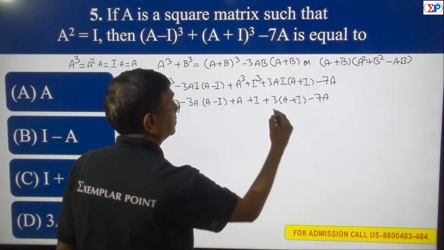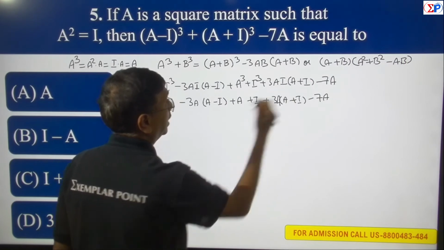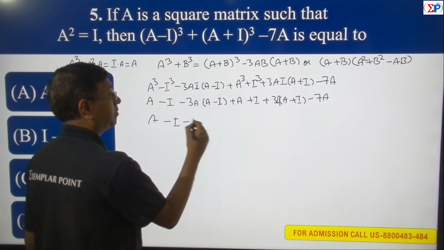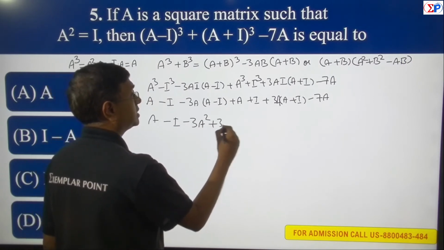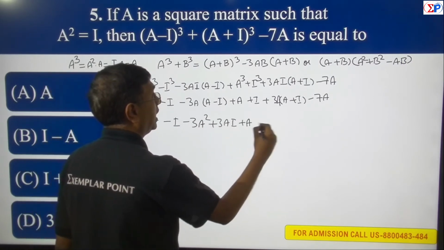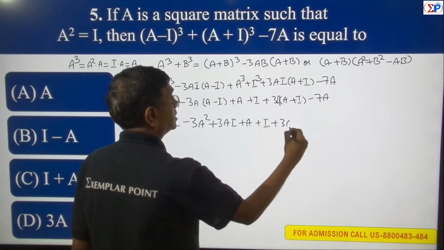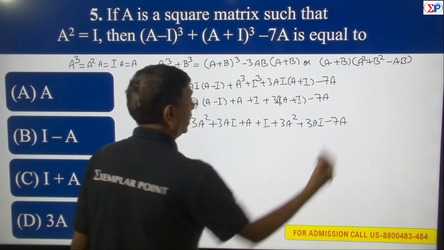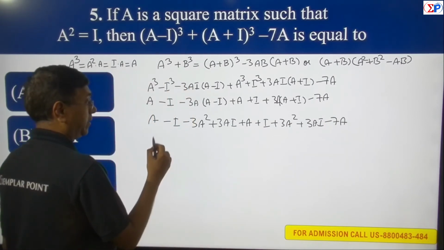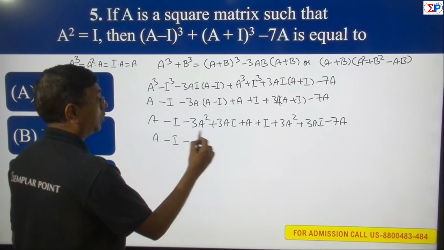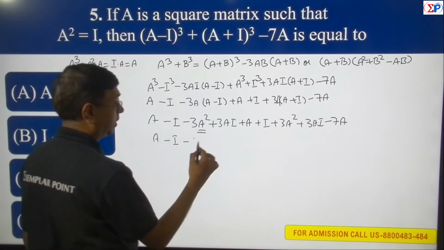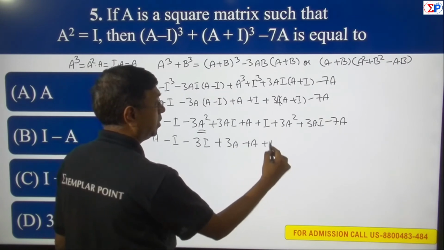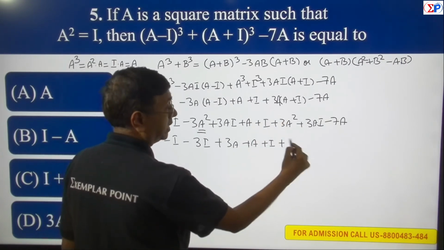माइनस ये 3A हो जाएगा, राइट? AI is A. So what are you going to get? A minus A minus 3A square plus 3AI plus A plus I plus 3A square plus 3AI minus 7A. Right? So A minus I, what is A square? I के बराबर plus 3A plus A plus I, what is A square again? I.